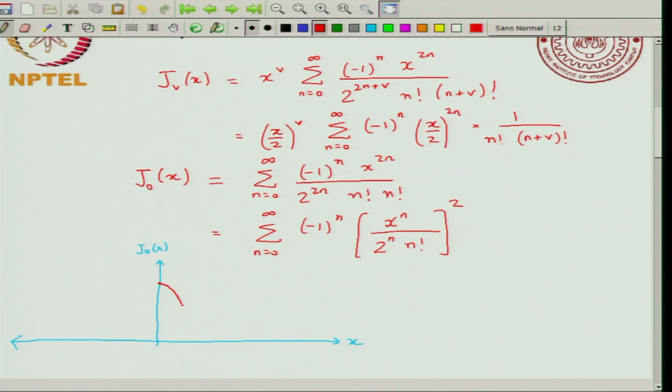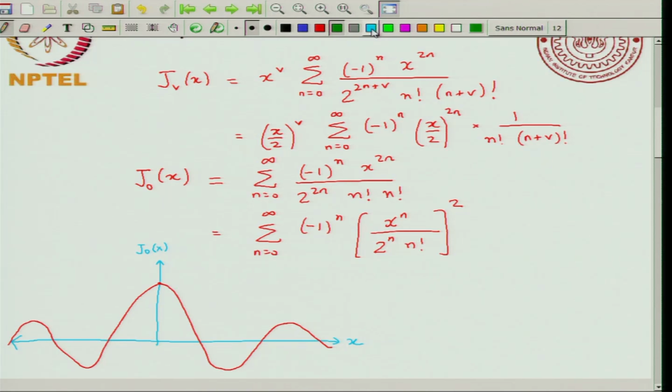It looks something like this, and it is symmetric about the axis. So, it looks like this. It has oscillations like sines and cosines, so it keeps oscillating in this way. And if you look at J_1(x), it will look slightly different.